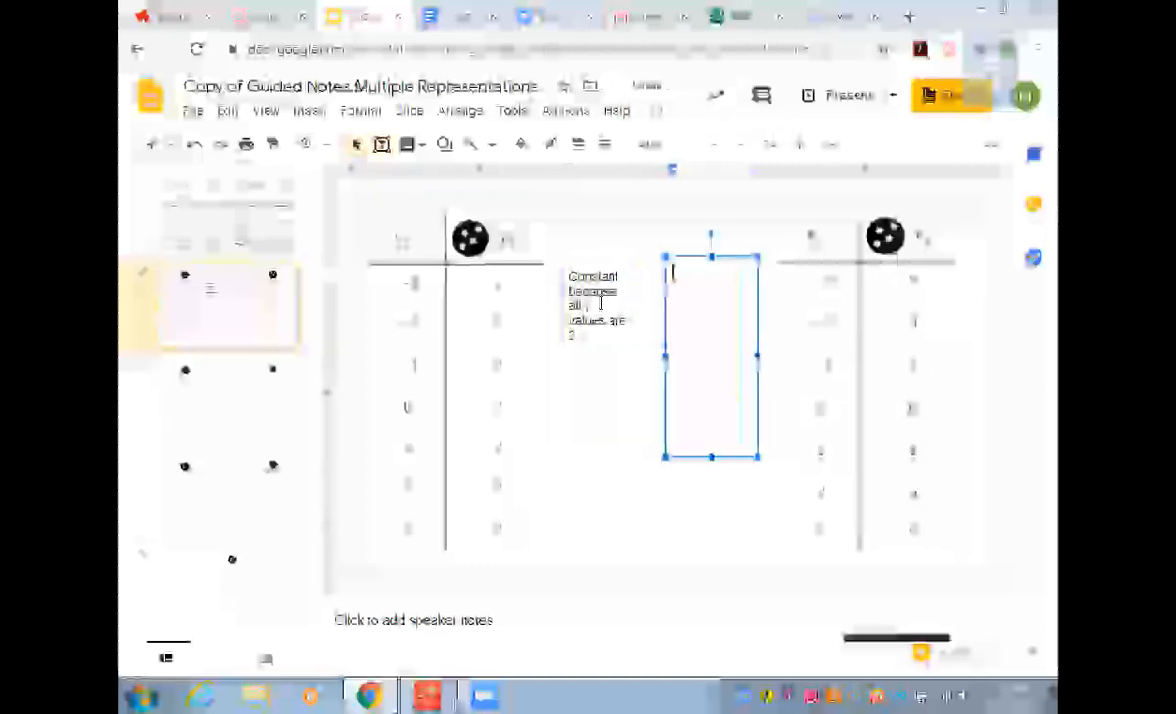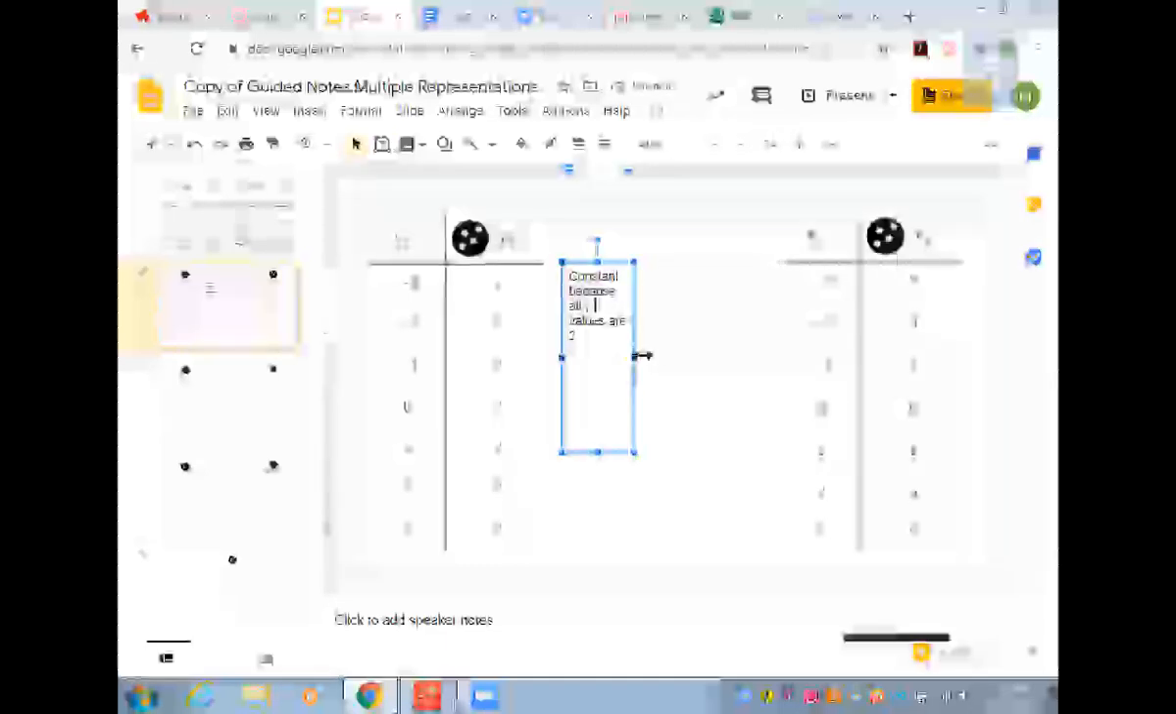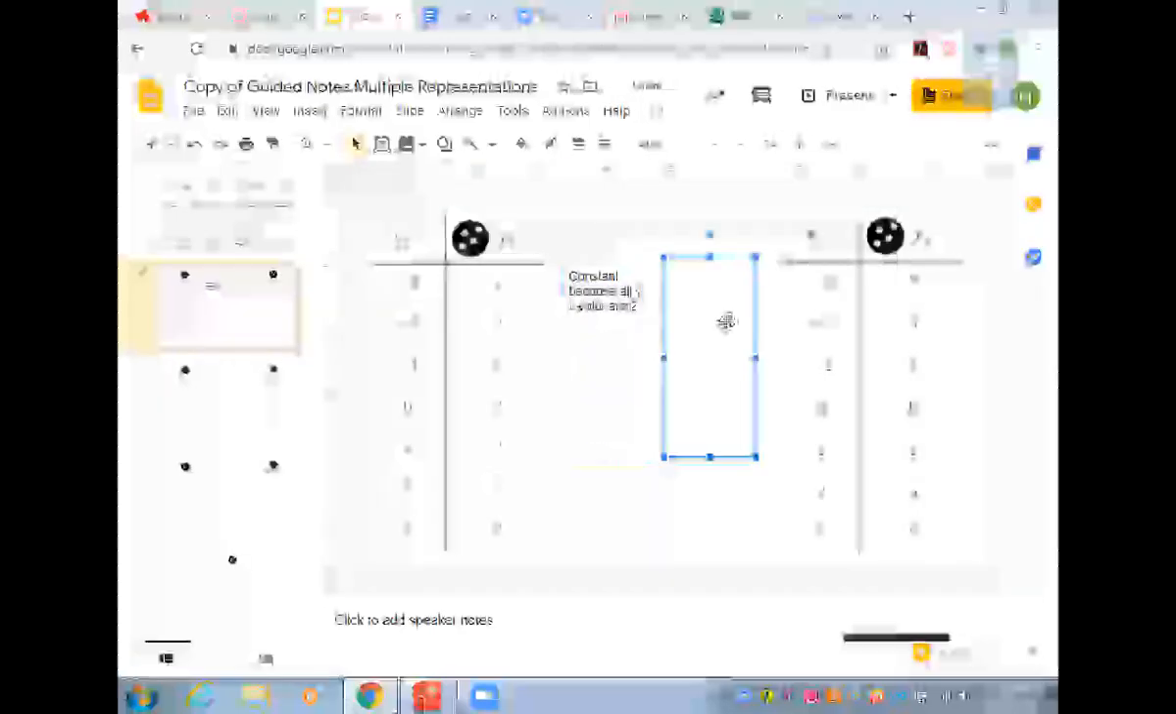I'm just going to add in a text box to give me somewhere to type what we're talking about. So this table on the right-hand side, do you see any types of patterns that might indicate what type of function it would be?